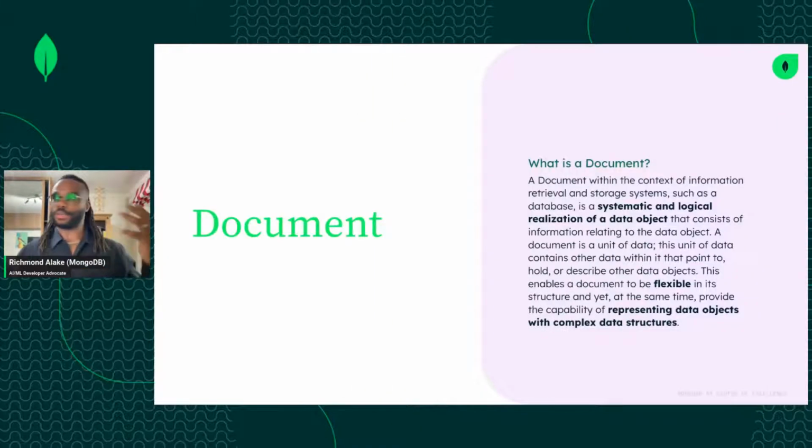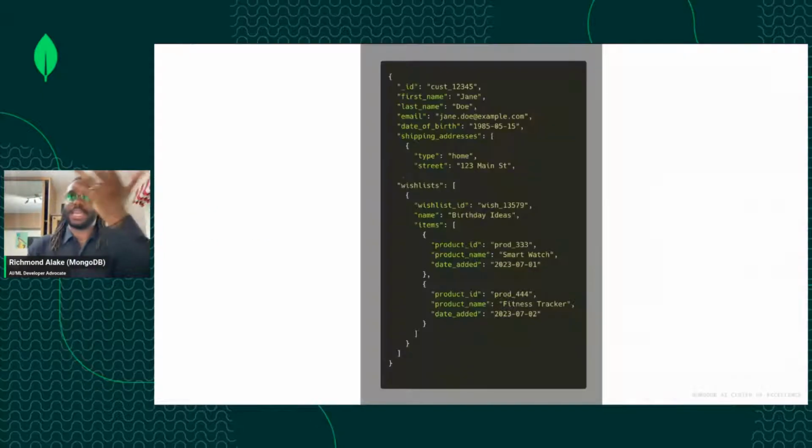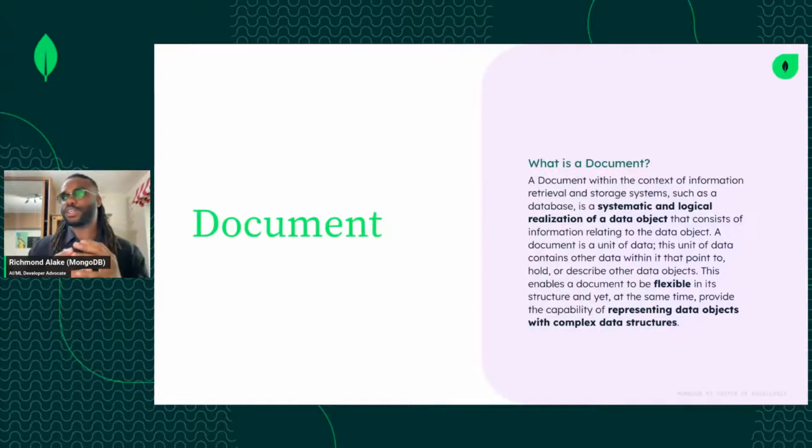So, but what is a document, right? A document essentially is a way of storing data and structuring data, but more formally is a systematic and logical realization of a data object. So you might have an object in real life and you might have a digital representation of it. Then you can construct that digital representation as a document, as we've seen here. But a document is flexible, and we can actually represent different data objects with complex data structures.